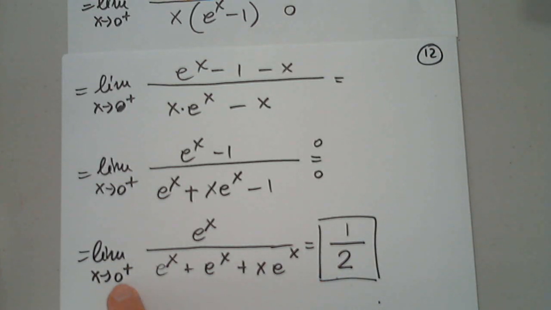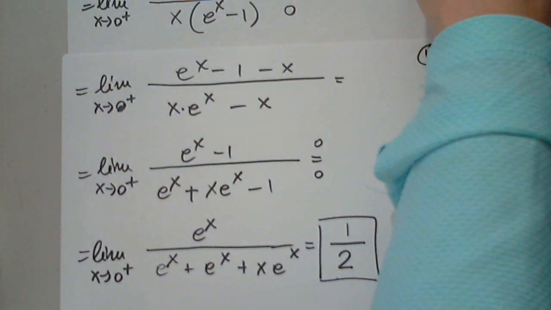As x approaches 0 from the right, this approaches 1. This approaches 1, this approaches 1, but this approaches 0 because this is 0 in front. So 1, 1, 1. 1 over 2. Thank you. Is that okay? Yes. Perfect.